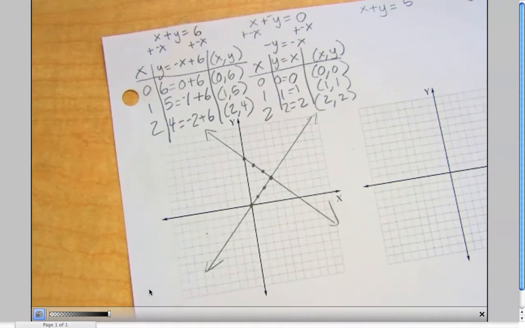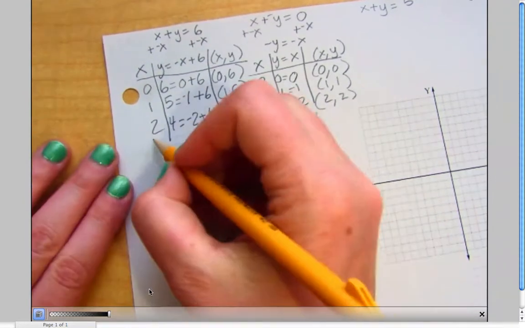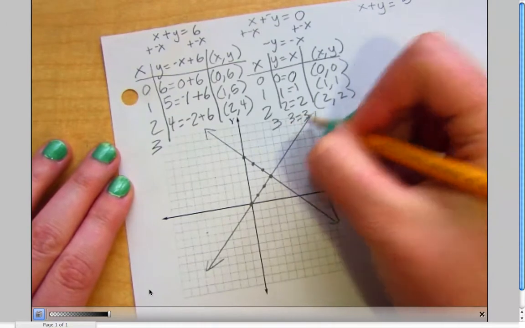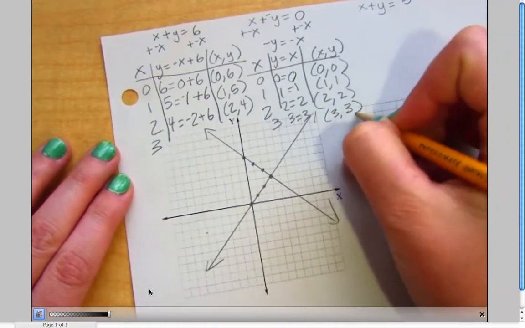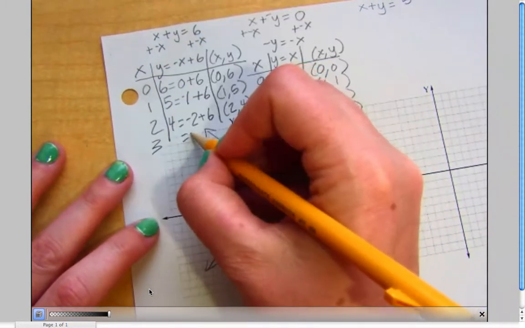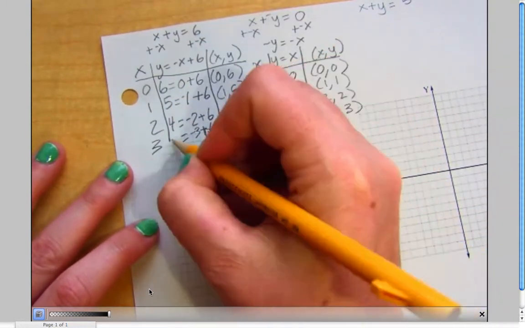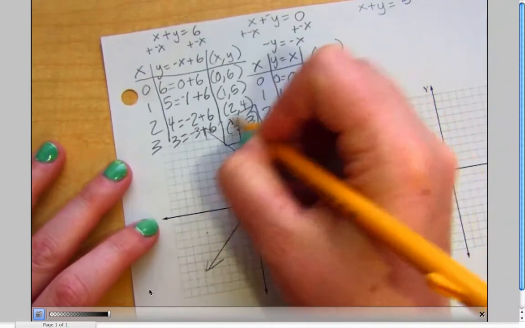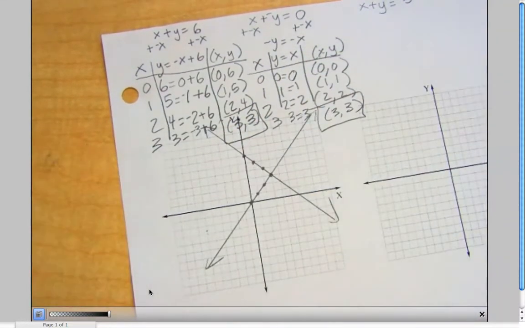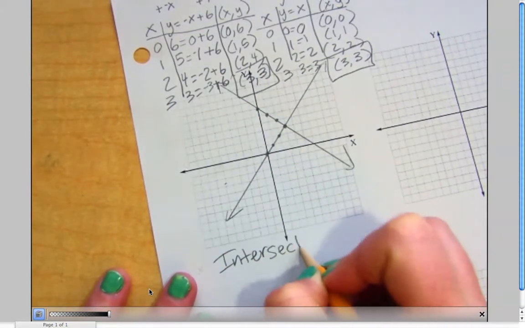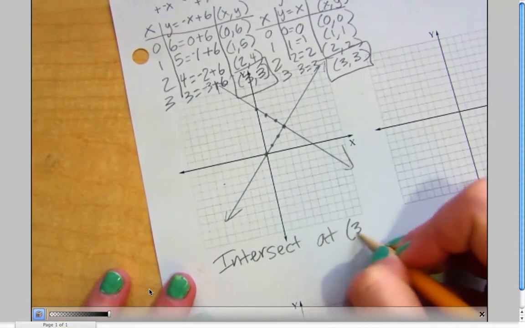The way you can tell for sure if it's 3, 3 is to plug 3 into both of them. Obviously for this one, 3, 3 is a solution because the x's and the y's are the same as each other. For this one, I plug in 3, so it's negative 3 plus 6, and I get 3 for that too. So 3, 3 is a solution for both of them. These two intersect at 3, 3.